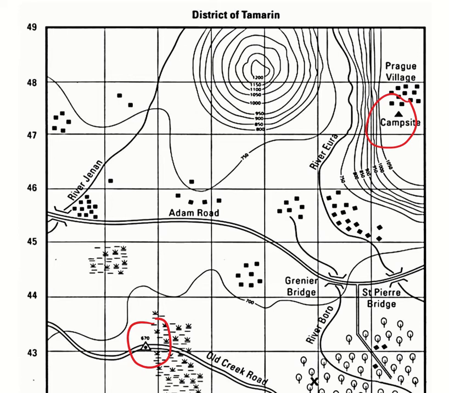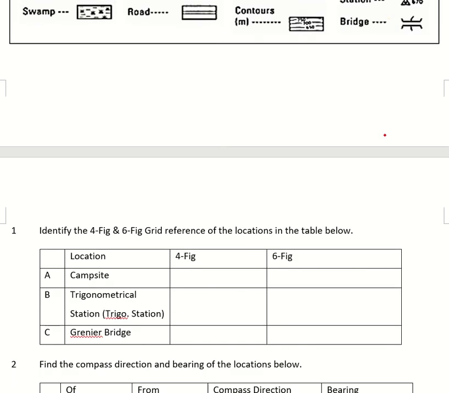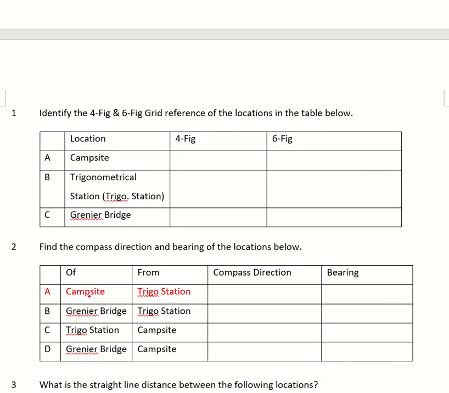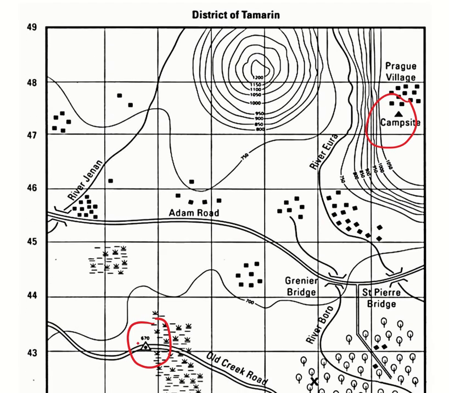Okay, simply put, the compass direction is southwest from the campsite to the Trigo station. But if it's from the Trigo station to the campsite, it will be northeast. Because the question says from the Trigo to the campsite, the answer will be northeast. Okay, Trigo to campsite. Now, how do you do bearing?